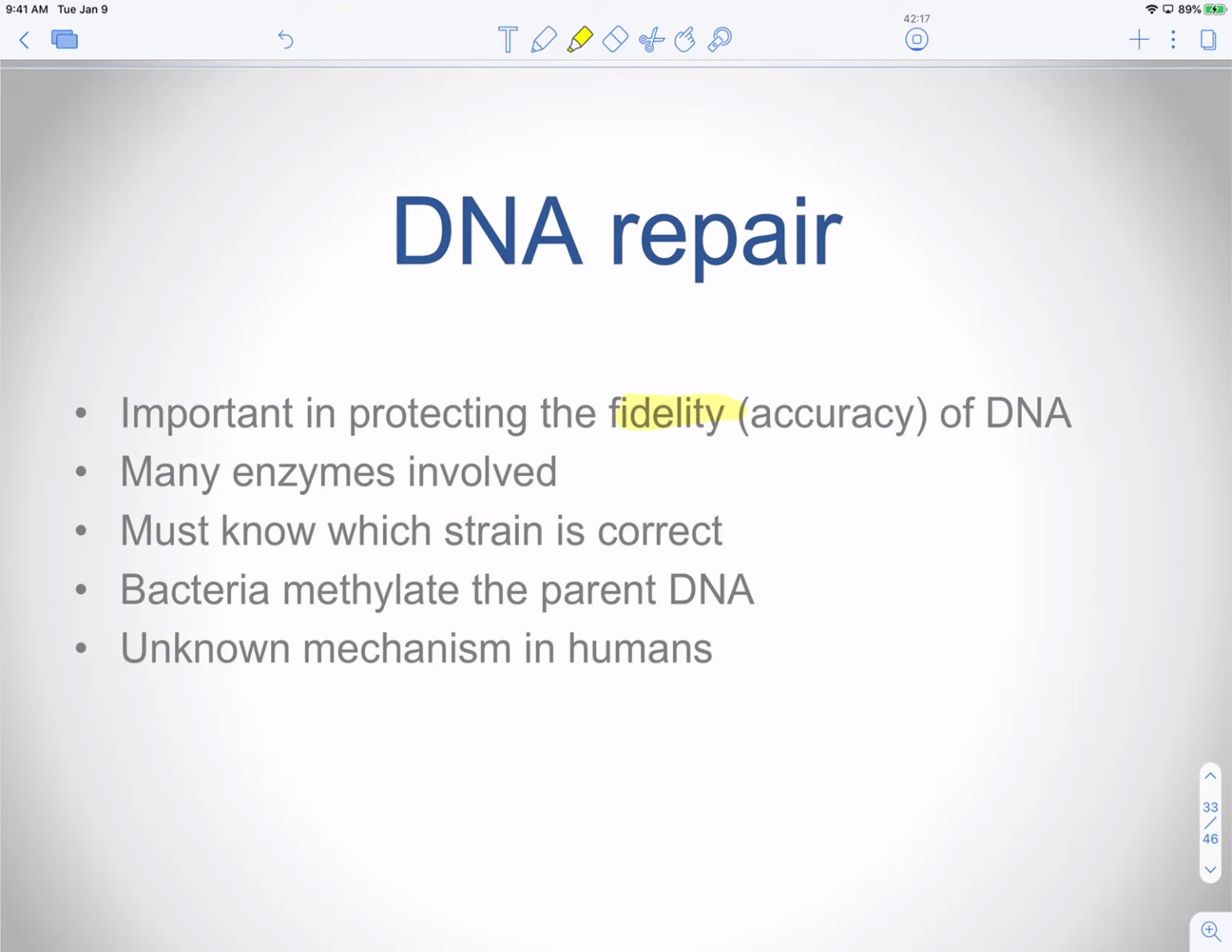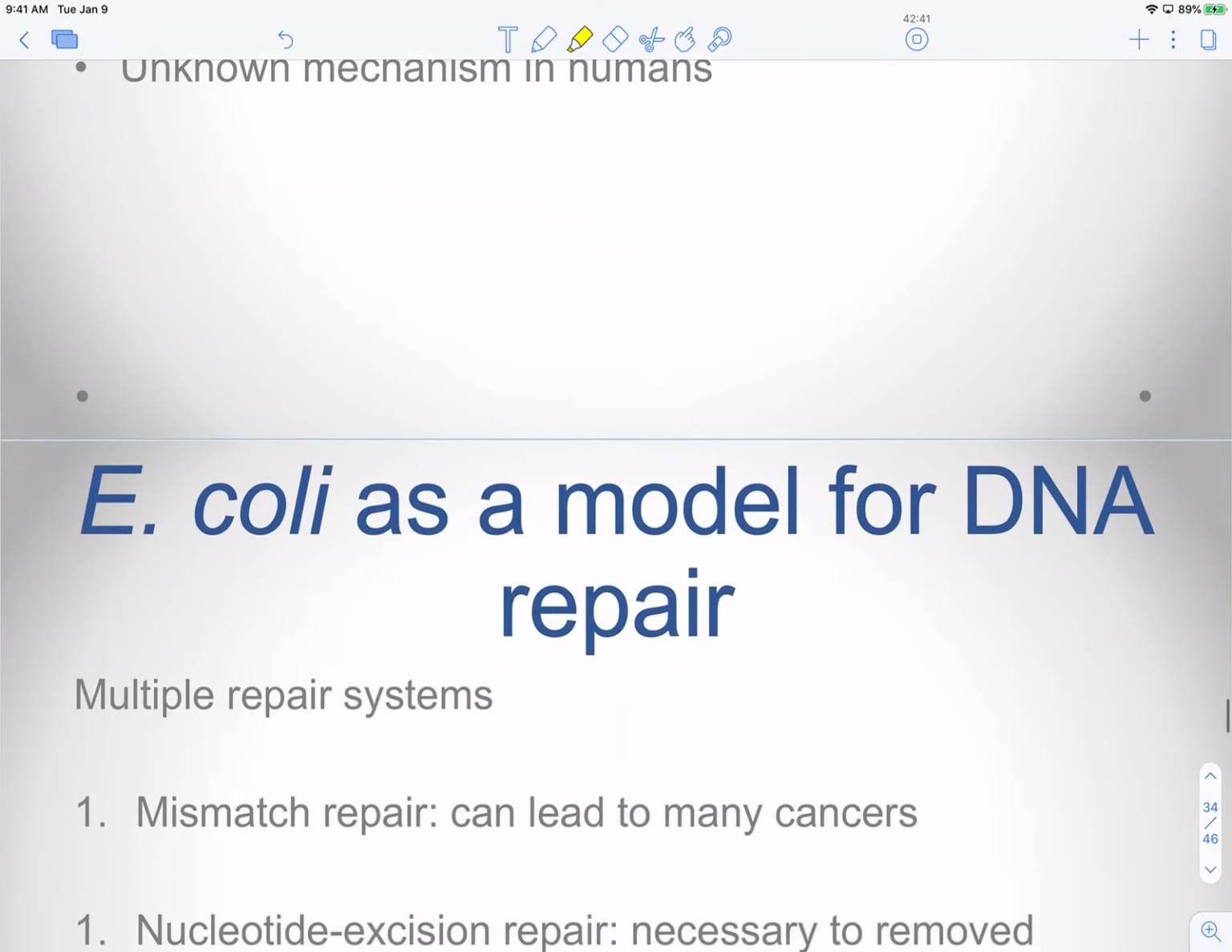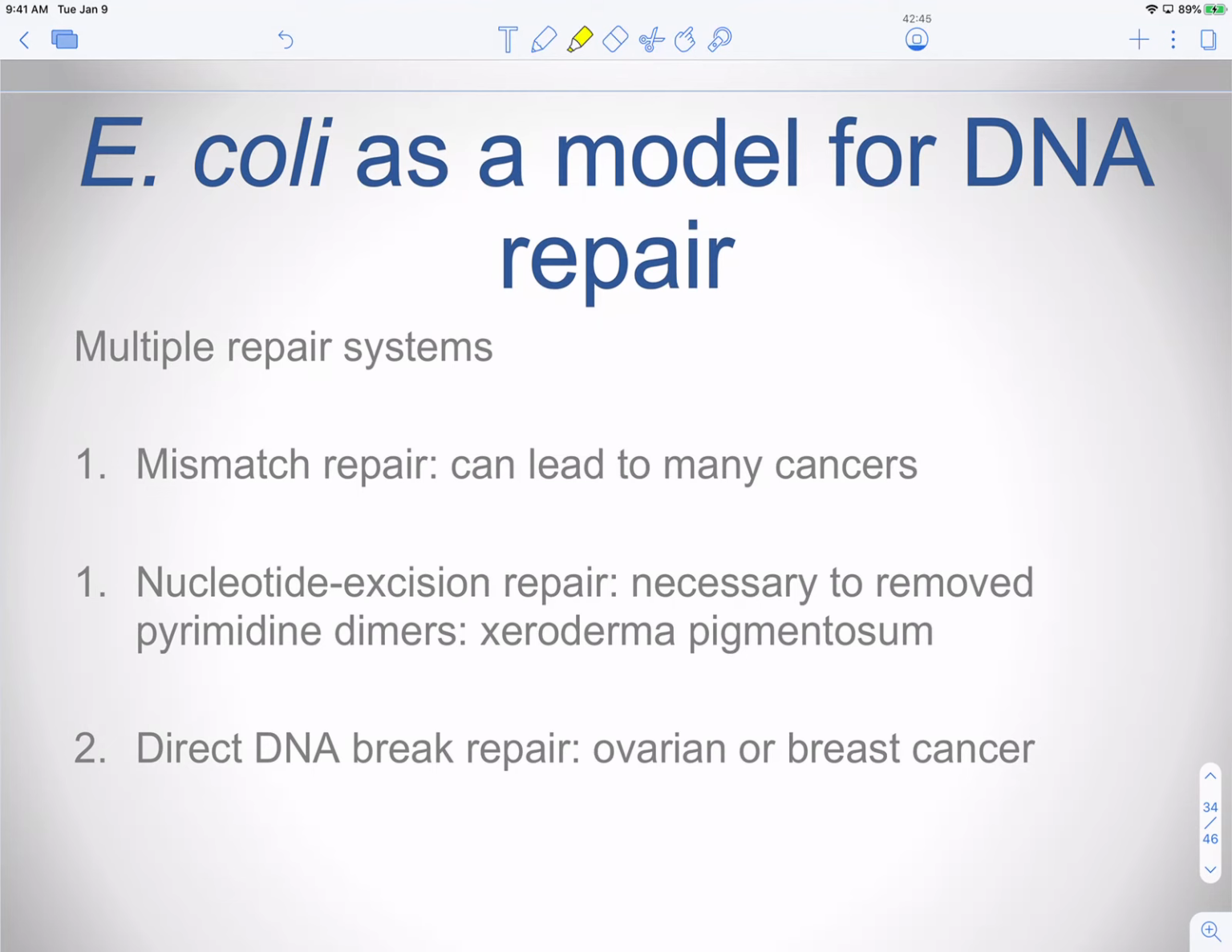In order for DNA to be repaired, your repair enzymes need to be able to identify the parent strand, because you don't want them to change the parent strand based on the mutated daughter strand. So in bacteria, they methylate the parent strand. The mechanism in humans of how our repair mechanisms identify the parent strand is not known. So E. coli has many different repair mechanisms. There is mismatch repair and nucleotide excision repair. This is going to remove pyrimidine dimers, and it can lead to a disease called xeroderma pigmentosum. Direct DNA break repair defects can lead to some cancers.